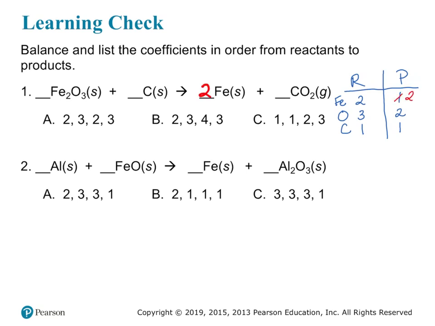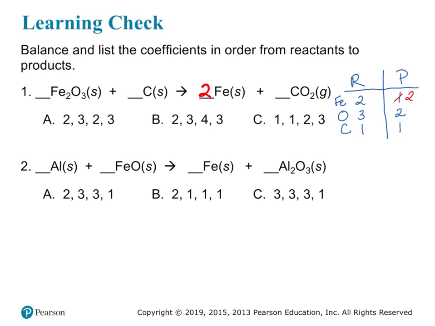Okay, so now that's balanced. Now for oxygen. Oh, this is tricky. I've got 3 on the left and 2 on the right. So I think what I'm going to do is multiply oxygen on the left by 2 and oxygen on the right by 3, so that we end up with 6 oxygens on both sides.